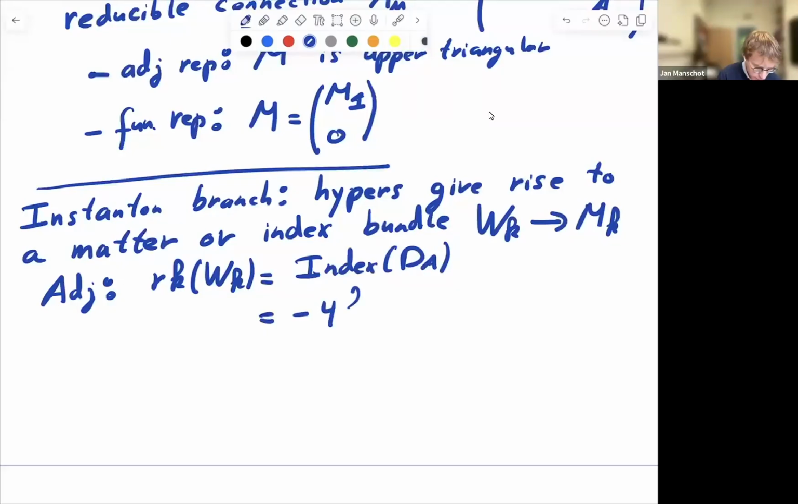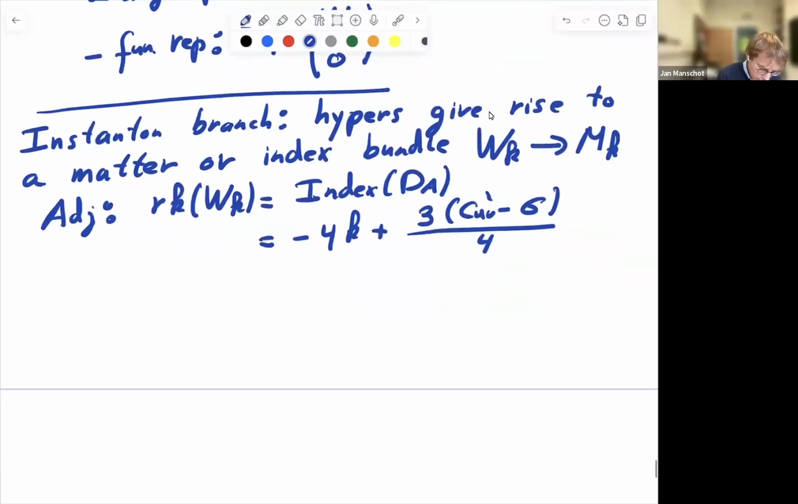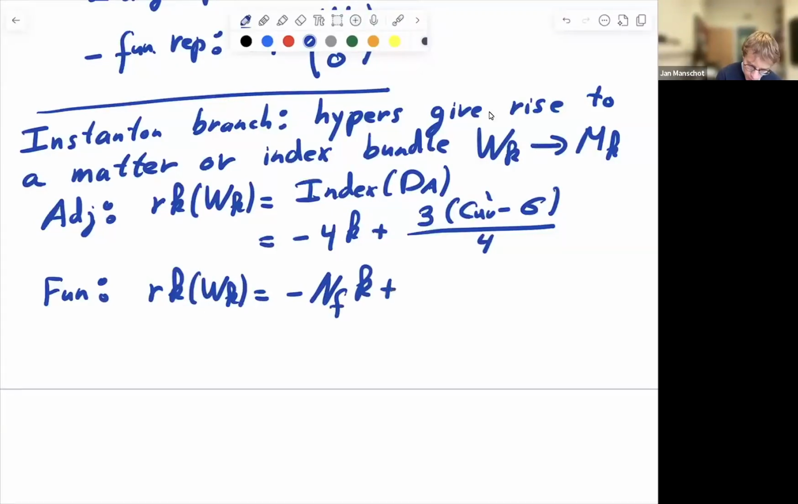It is equal to minus (4k plus 3 C_UV squared minus sigma) over 4. And for the fundamental representation, we have the rank of W_K equal to minus, let's do this for N_F multiplets, minus N_F k plus 1/4 the sum over j from 1 to N_F of C_j squared minus sigma.